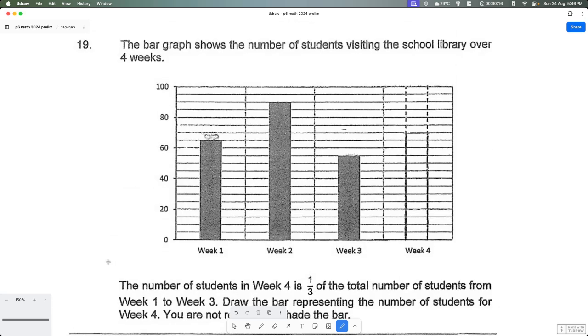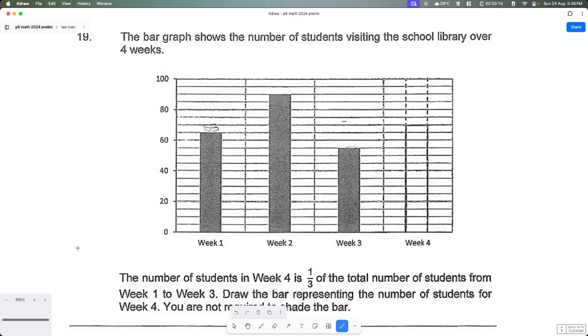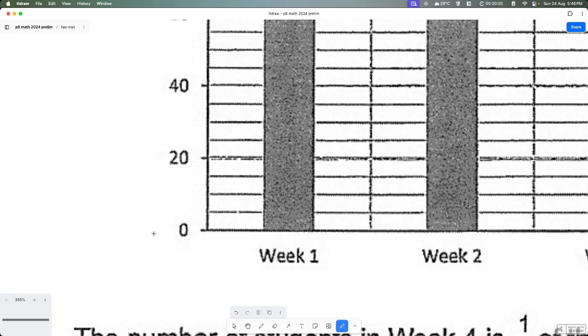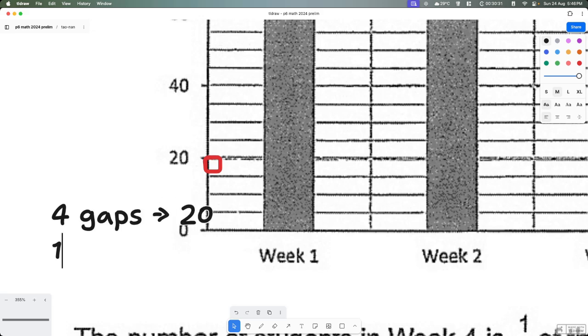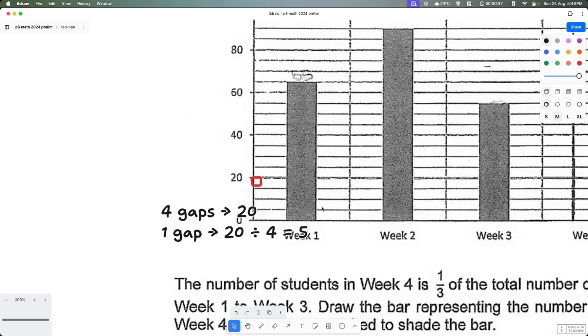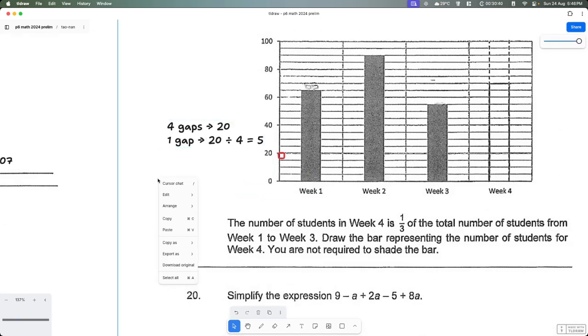Okay, so for this, we can calculate individually. So let's see the number of gaps. So I have 1, 2, 3, and 4. So we have 4 gaps over here. 4 gaps is equal to 20. So 1 gap is equal to 20 divided by 4, which is 5. Okay, so now we know how many is 1 gap over here.